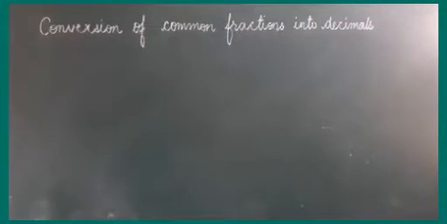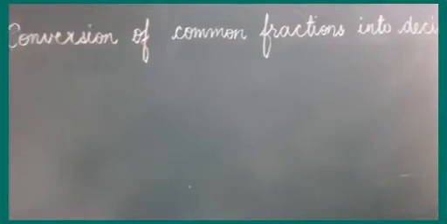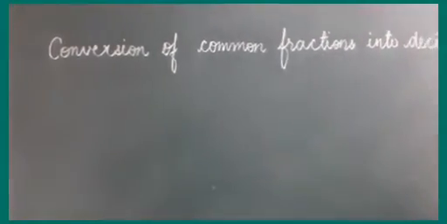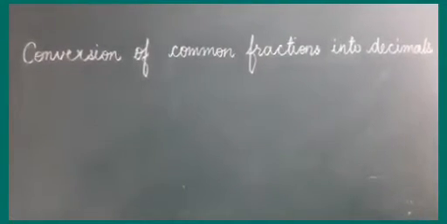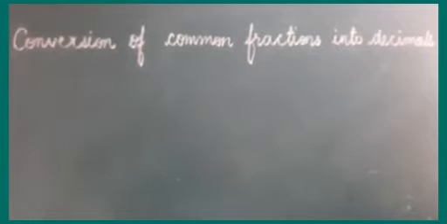Now children, let us discuss how to convert a common fraction into decimals. Common fractions can have denominators of any number. It can be 10, 100, 1000 or any other number. So first we will deal with the fractions which have the denominators 10, 100 or 1000 and so on.